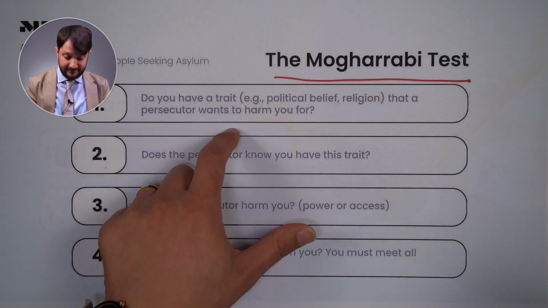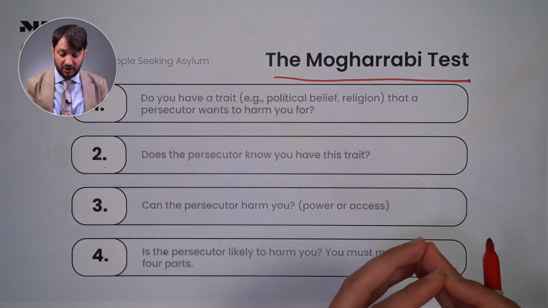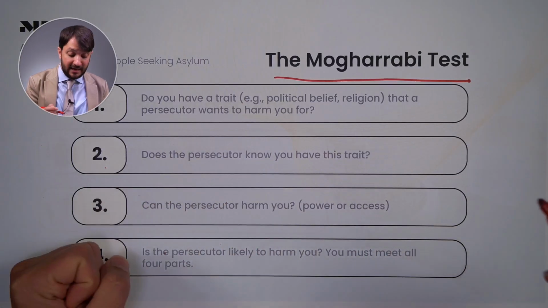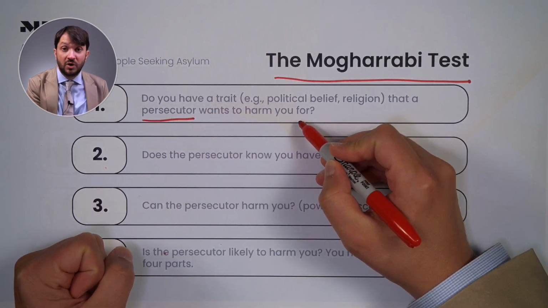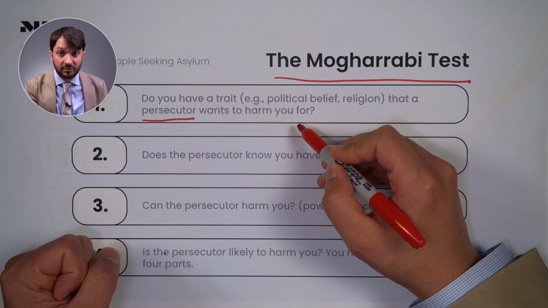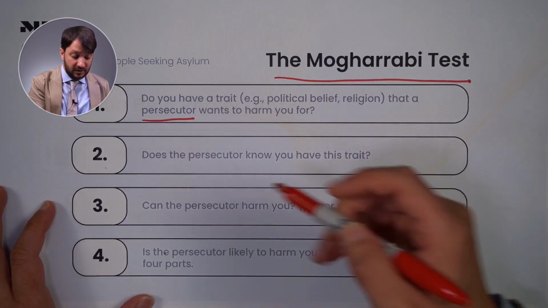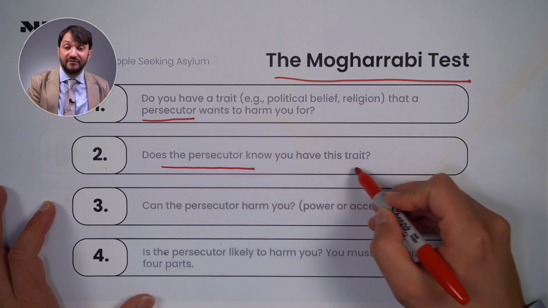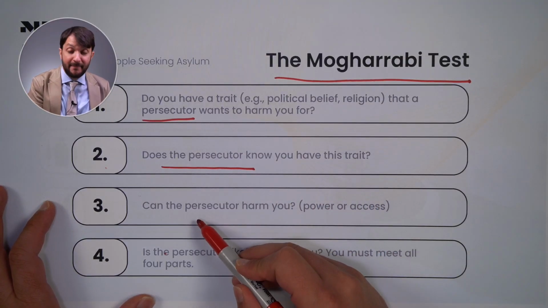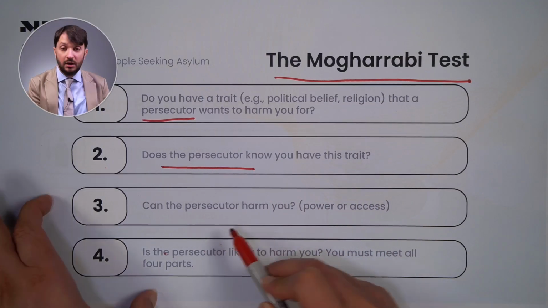For the Mogherabi test to be successful, you need to have a trait, something like a political opinion, a characteristic, something like religion, that a persecutor is going after. They're going after this characteristic. Another element is, does the persecutor know you have this trait? Another element is the ability of the persecutor to harm you. In the case of a government, sometimes this is very obvious, so we don't need to try very hard meeting this element. Or it could be a private group, radicals in a certain country.